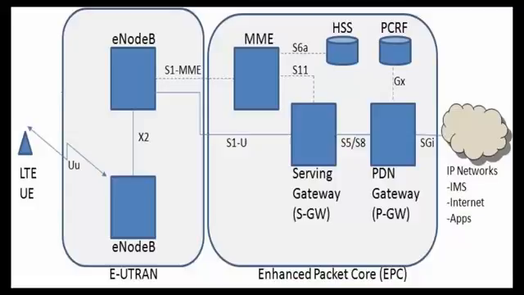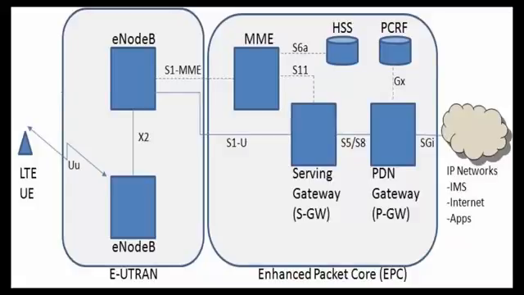eNode B is connected to core network by means of S1 interface. We can divide S1 interface into two parts. First part, S1-MME interface for control plane, and second part, S1-U for user plane. eNode B is connected to MME or Mobility Management Entity through S1-MME interface and to SGW or Serving Gateway through S1-U interface. MME is responsible for control plane signaling. Serving Gateway is responsible for user plane or actual user data flow.